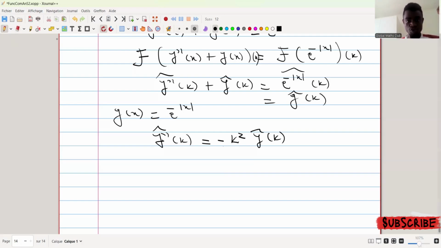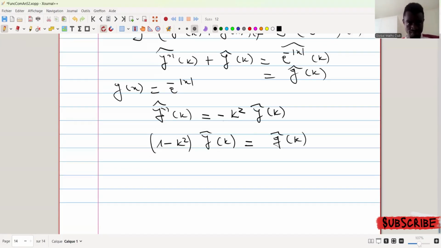So we have this. If you replace here, you are going to have 1 minus k squared times the Fourier transform of this, equal to this. Now, what is the Fourier transform of exponential minus absolute value of x? So let us compute it.